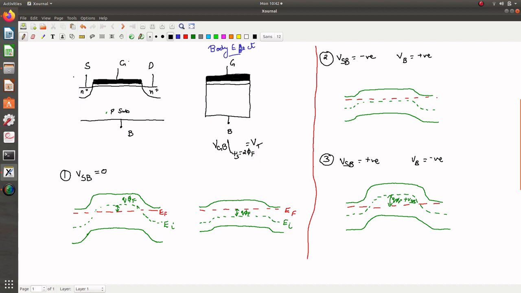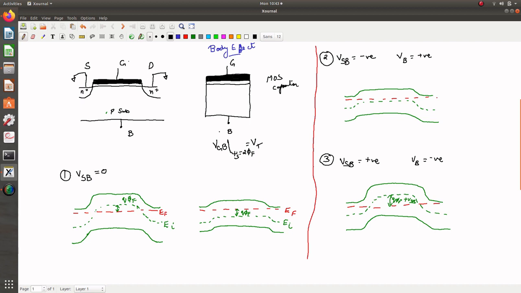For that, we will just ground the source. Since we are not trying to plot any MOSFET characteristics, we are grounding the drain also, and we have the gate connection where we will be applying the gate voltage. The center portion, as you all know, is similar to the MOS capacitor that we had seen earlier.